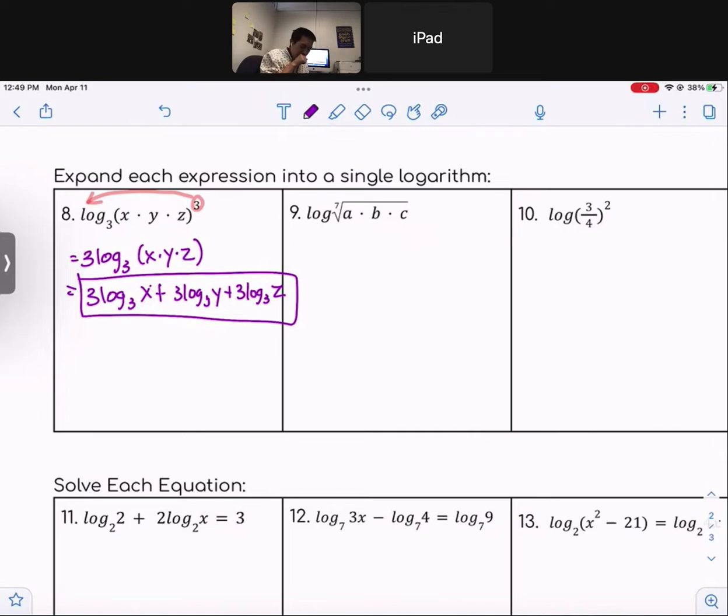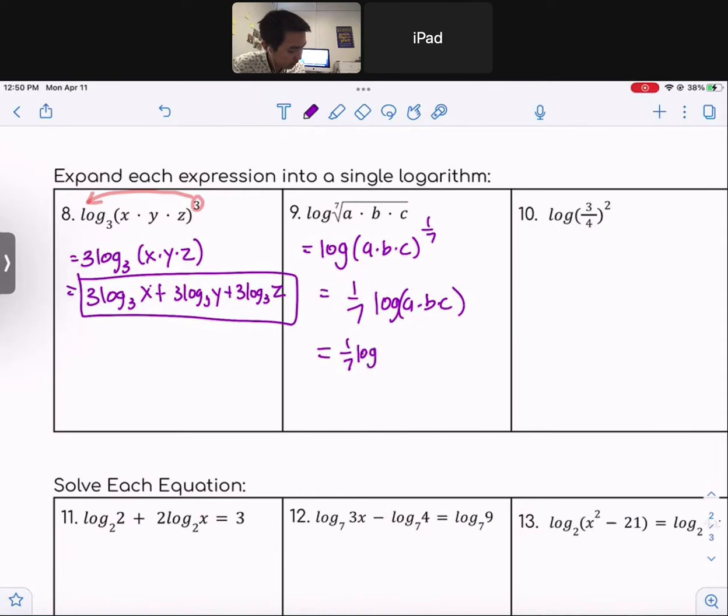Number 9. Change the radical to be an exponent. So it's going to be a times b times c. Because it's a root of 7, it's going to be 1 over 7. Put the 1/7 in front. And now expand it. Because it's multiplication, when you expand it to its multiple logs, it's going to be 1/7 log a plus 1/7 log b plus 1/7 log c.